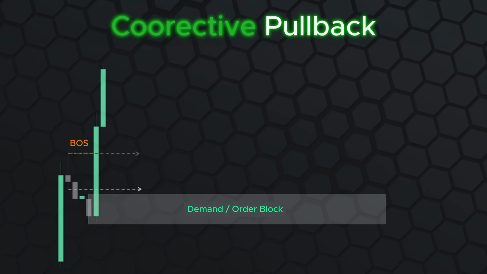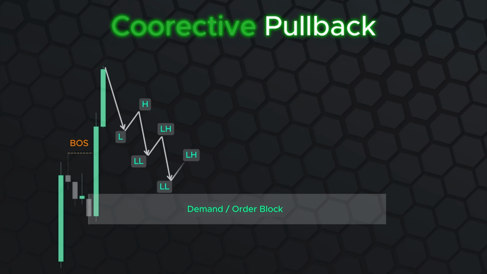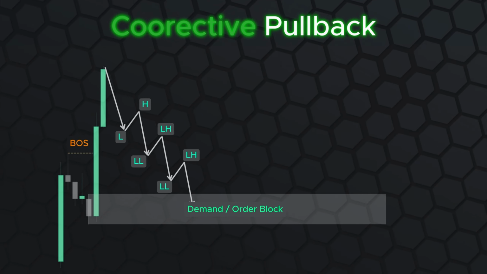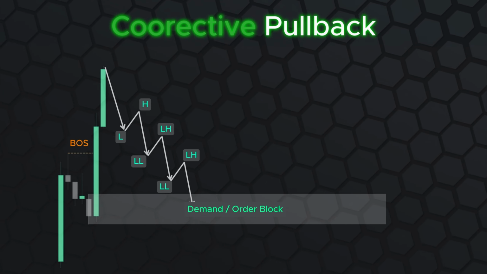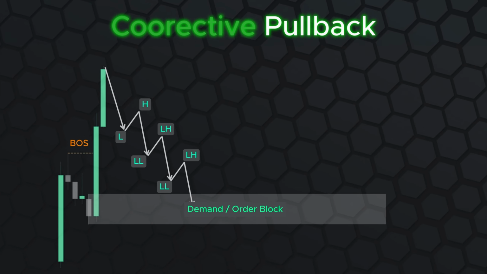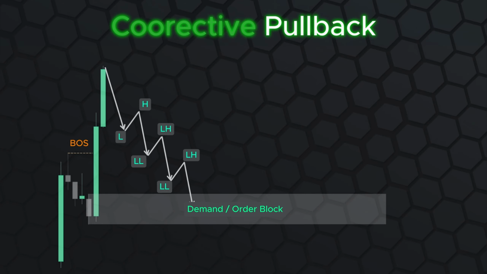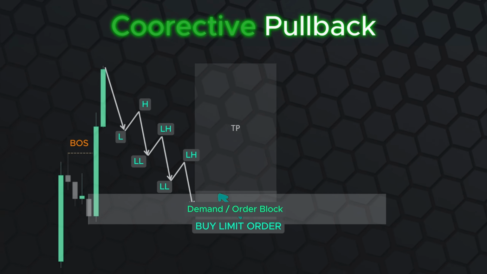In the corrective pullback model, as we mentioned earlier, price forms several internal structures with multiple smaller candles until it reaches our identified point of interest. Despite the aggressive pullback, we consider entering into the market when price reaches our identified demand or supply zone. For doing that, we can use smart money concepts, various entry models, like aggressive or conservative entry model. For example, in this case, we can place a buy limit order at the highest point of our identified order block and wait for the price to activate it.